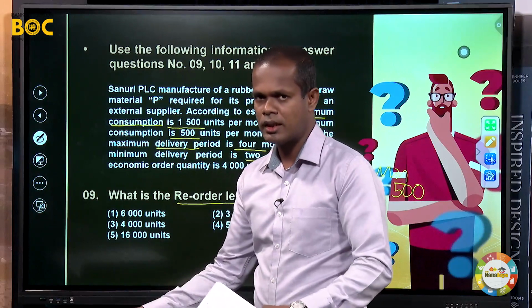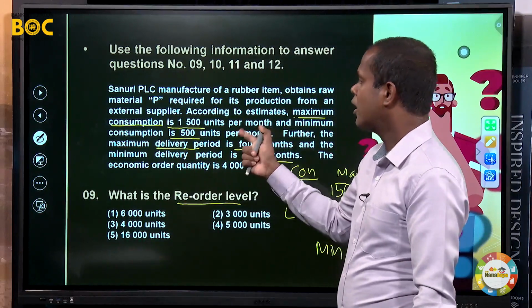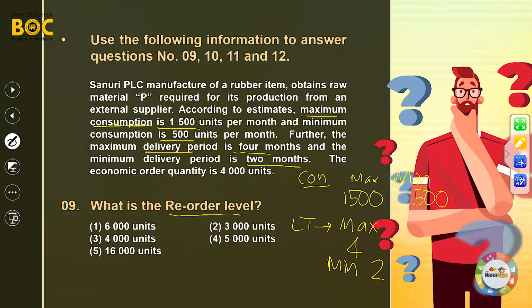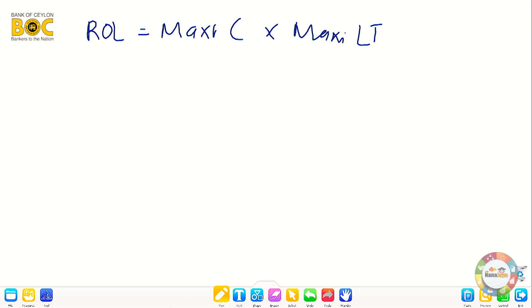What's the logic in the reorder level? Even though you are running at your maximum consumption, or your supplier takes maximum time to deliver the stock, you are not running out of inventories. The reorder level equals maximum consumption into maximum lead time, or delivery period.